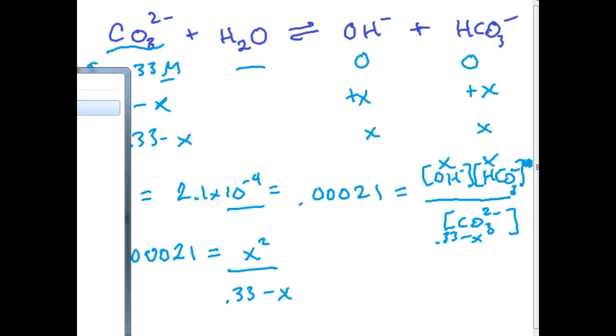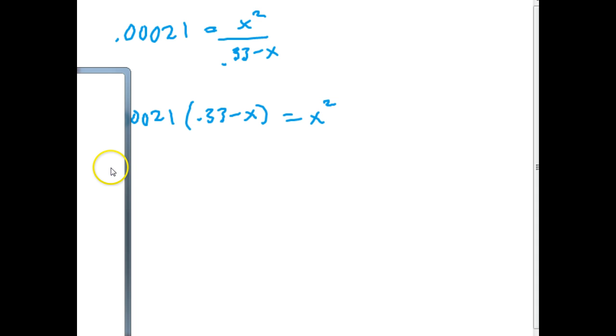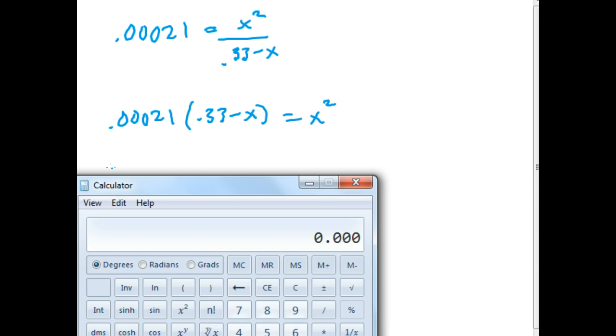Give you a new page here. Okay, there's the new page. I'm doing 0.00021 equals x squared over 0.33 minus x. So that's 0.00021 times 0.33 minus x equals x squared. And that means, get the calculator out, 0.00021 times 0.33, that's 0.0000693.